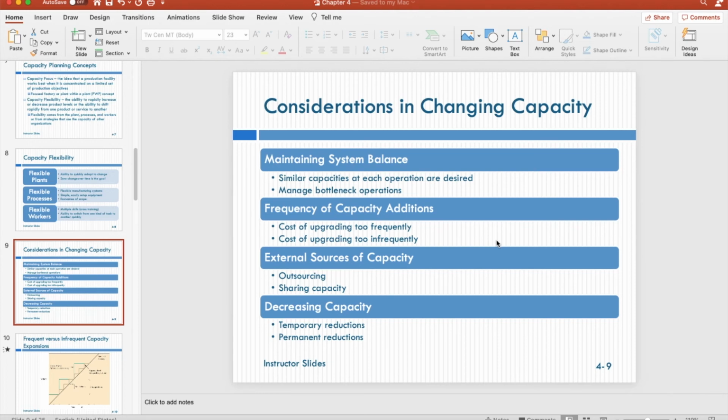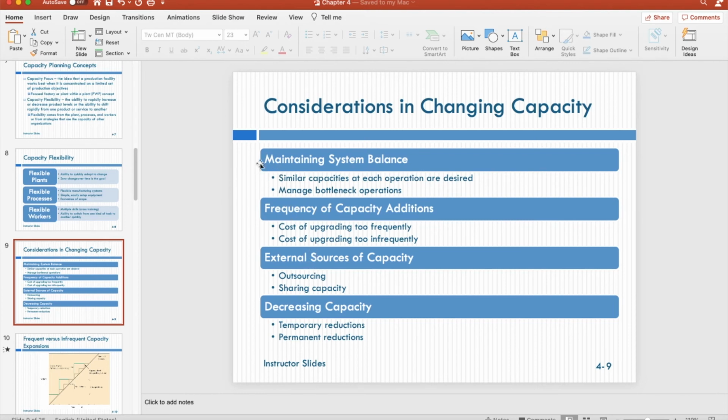Now, when we try to change the capacity, it's not only increasing the capacity. Sometimes we may decrease the capacity. But during the whole procedure, no matter whether you increase or decrease the capacity level, you have to consider a few different factors before you decide on changing the capacity management level. Here I just listed four different capacity management consideration factors. Of course, all these four are the most important factors that we need to consider.